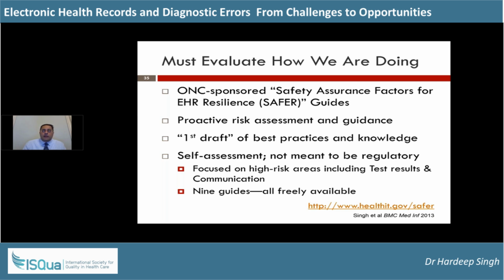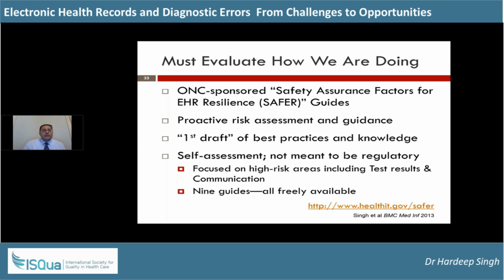They're called SAFER Guides. They're not meant to be regulatory. They're just for self-assessment. So they are basically risk assessment tools. They're focused on several high-risk areas, of which 2 are relevant to diagnosis. One of them is test results communication, which is what we just discussed, and communication in general. So this is communications of all types, referrals, post-discharge from the hospital, any other type of communication. So I encourage you to look at these guides.